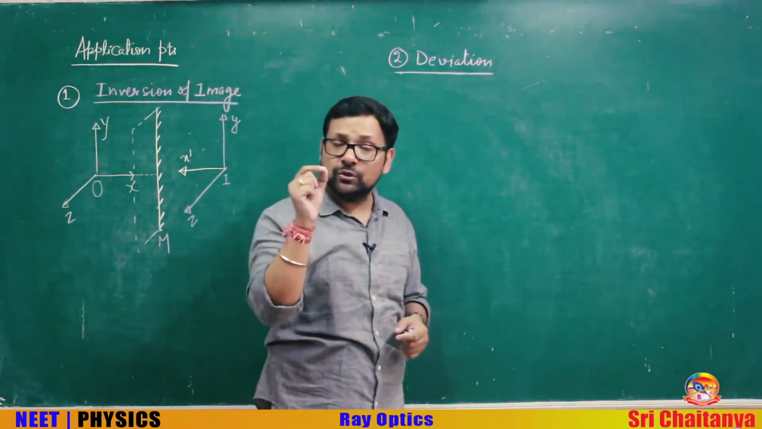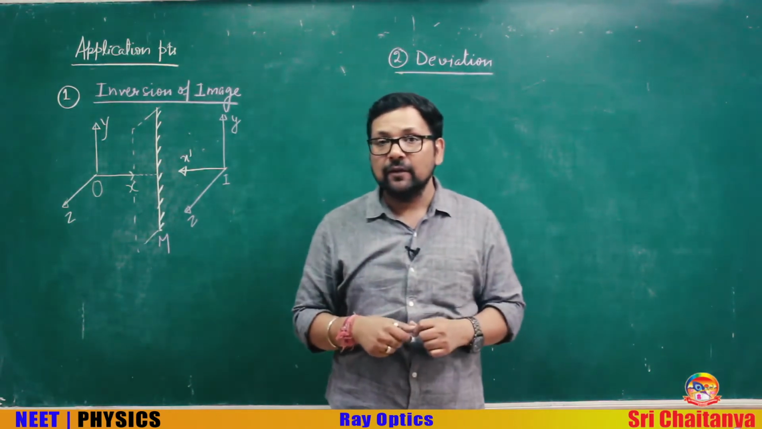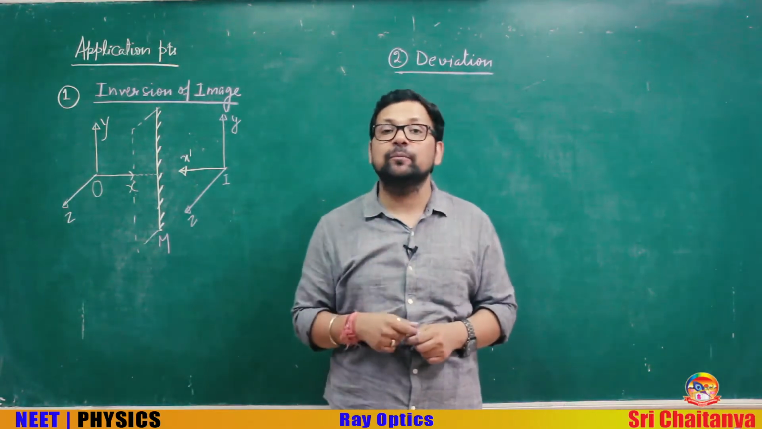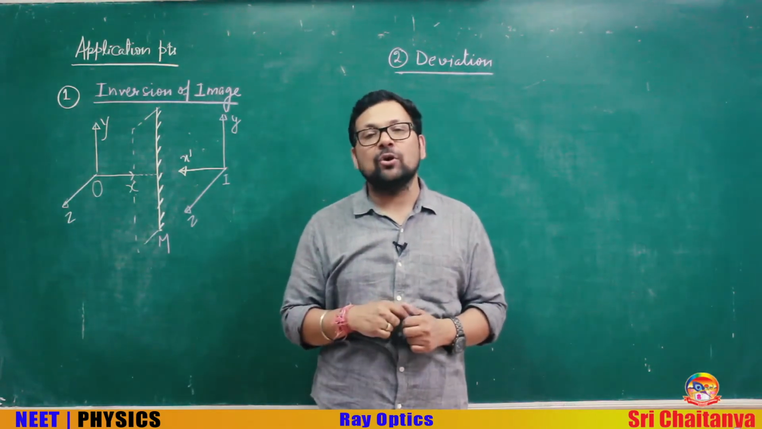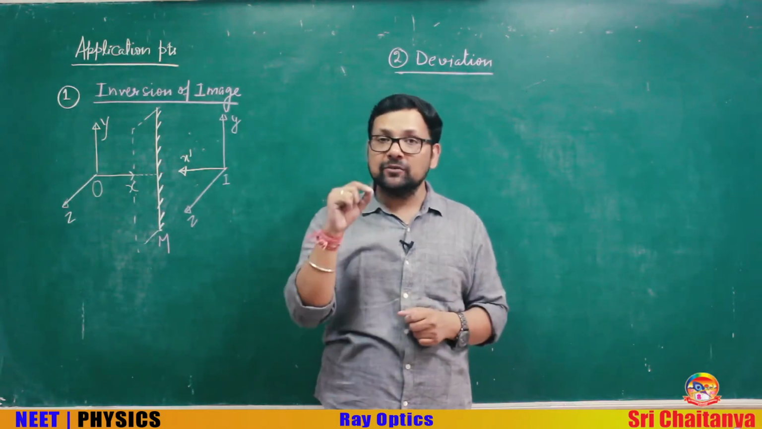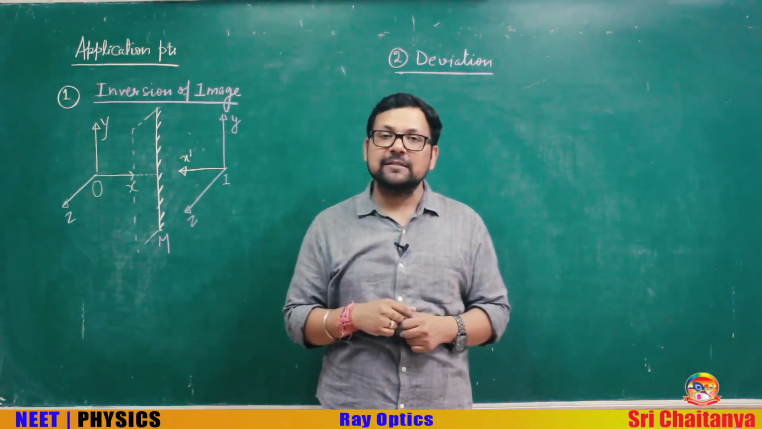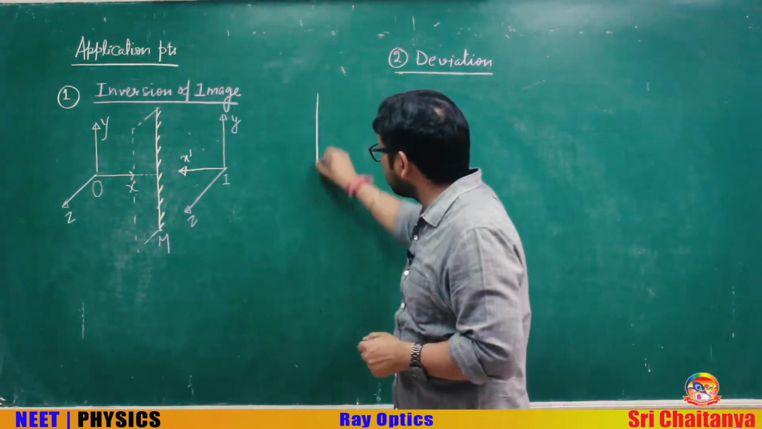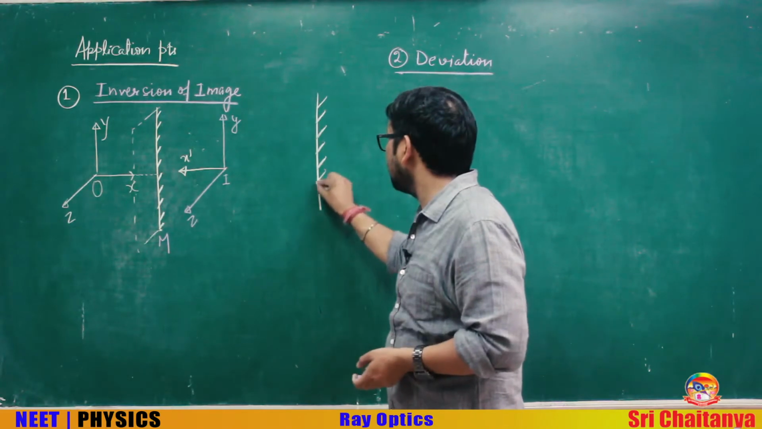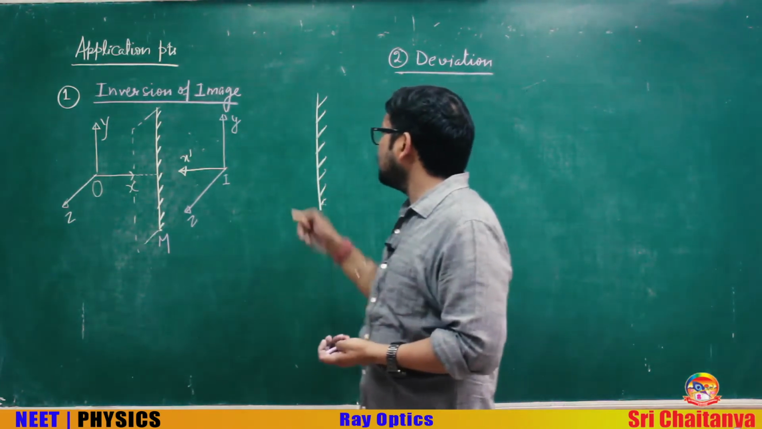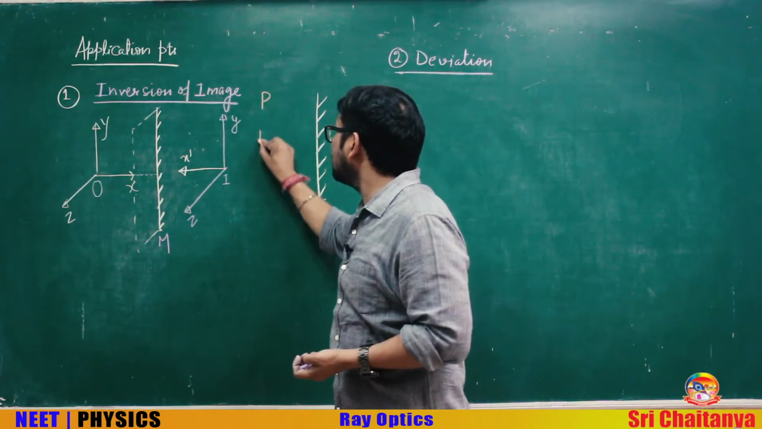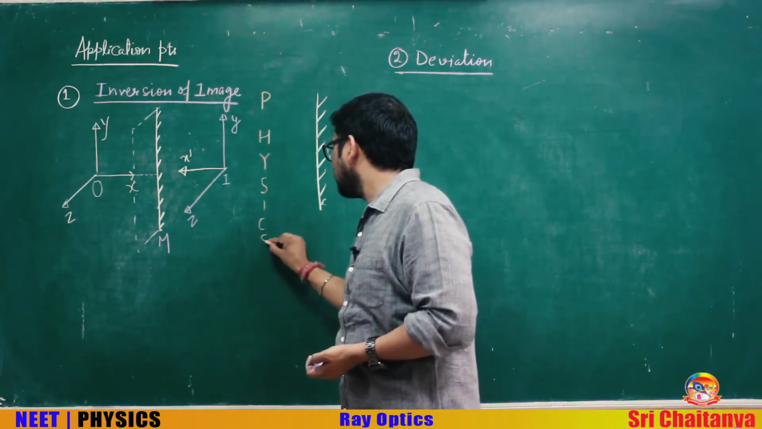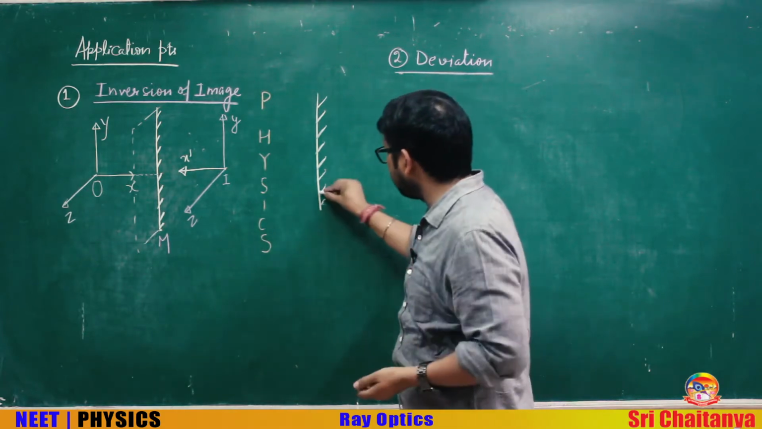So inversion does take place, but when the object is along the axis perpendicular to the plane of the mirror. So this is not always left-right. The concept is that inversion takes place along the axis which is perpendicular to the plane of the mirror. Suppose, take an example, this is the plane mirror, and we write in front of it the word physics.